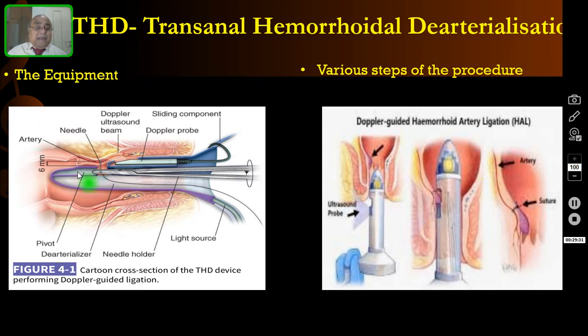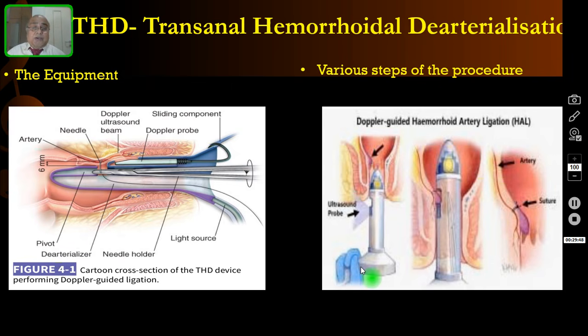So this is a pivot. You have to push the needle holder into the pivot, and then you have to rotate it so that you can suture ligate this artery. This is what they are doing. These are the various steps of this procedure.